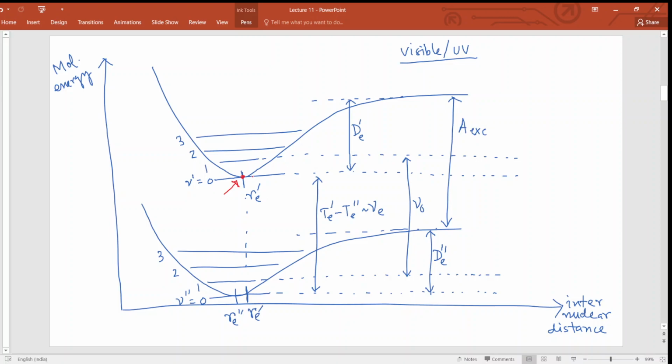And the minimum of the top energy curve appears at distance re prime, and the bottom one is at re double prime. Okay. Now here there are several other quantities which are mentioned here. This Te prime, T double prime. We will see these things. What are these factors? Then D prime, which is dissociation energy, and then nu zero, then A exe, D double prime, etc. Okay, so let us look into these factors first.